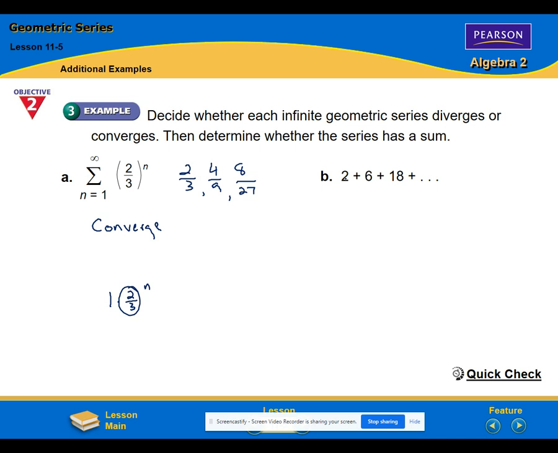And then finally, what about 2 plus 6 plus 18 plus etc.? That obviously diverges. It diverges because the next number would be bigger than 18. The next one would be bigger than that, bigger, bigger, bigger. So we're never going to get a handle on that sum. Okay? And just to answer the question, diverges or converges, then determine whether the series has a sum. Yes, this one has a sum. No, this one doesn't. It has everything to do with whether it converges or diverges.